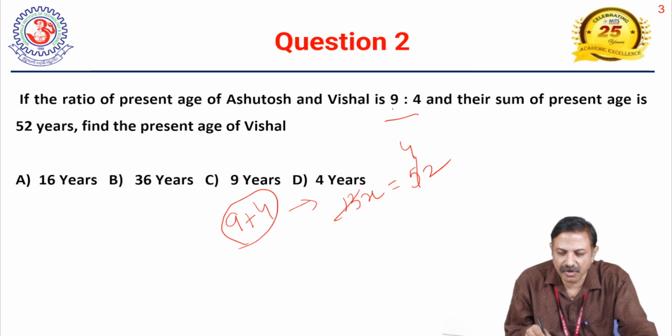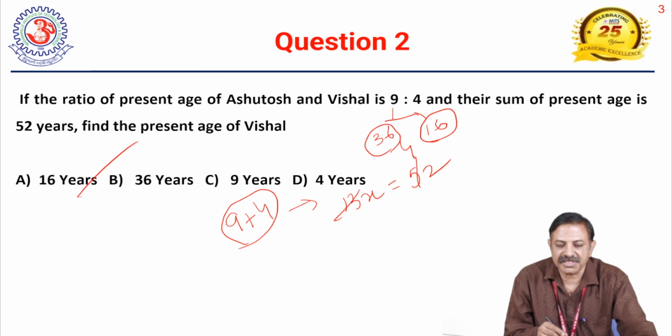Meaning is, if you want the first person, 9 into 4, second person, 4 into 4. That is 9 into 4, 36. 4 into 4, 16. So the answer will be definitely the first option, 16 years.